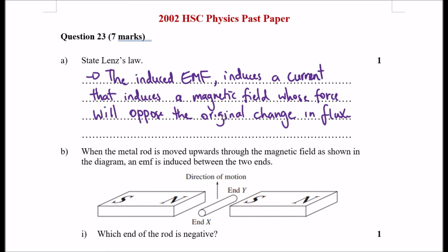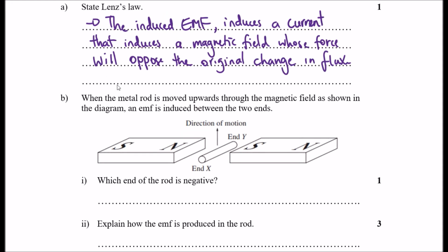And let's have a look at question B. So this is, I guess, a nice example of showing how Lenz's law works. You have a metal rod and it's being pushed upwards here. It's experiencing a change in flux as we pull the rod up away from the magnetic field lines, and so that gives us a nice little detail of the EMF being induced and so on. Okay, when the metal rod is moved upwards through the magnetic field as shown in the diagram, an EMF is induced between the two ends. Which end of the rod is negative?